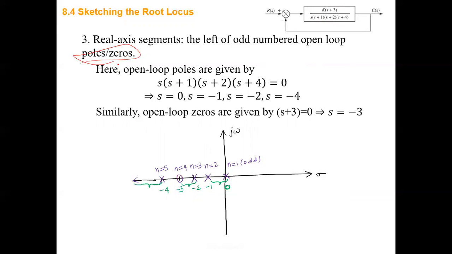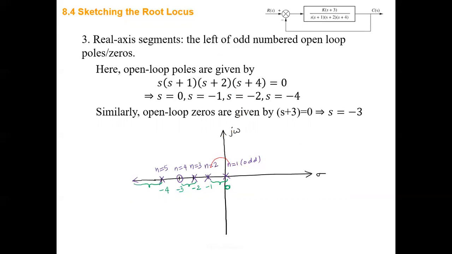Now let's find the real axis segment, which is to the left of an odd number of open loop zeros and poles. We have all zeros and poles together here. Now number them from the right hand side. This is n equals 1, this is n equals 2, this is n equals 3, this is n equals 4, this is n equals 5.